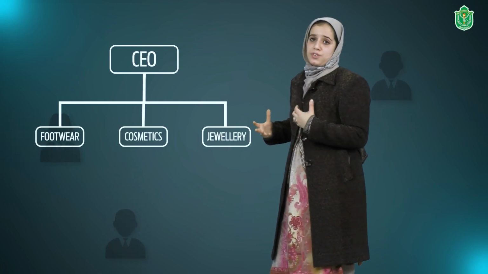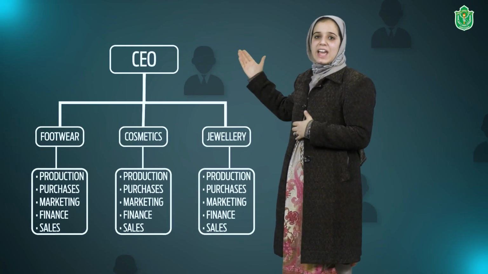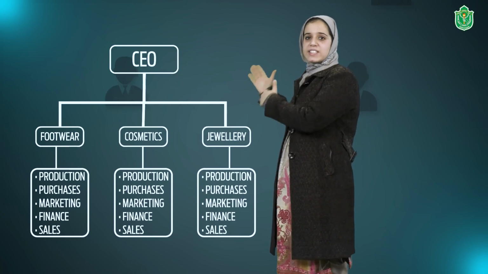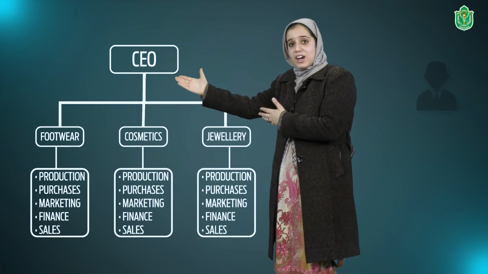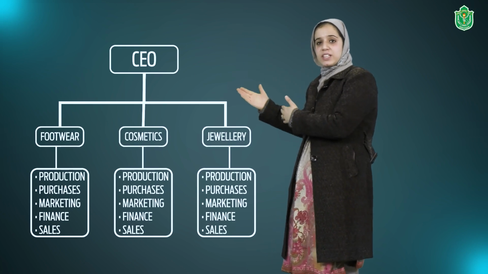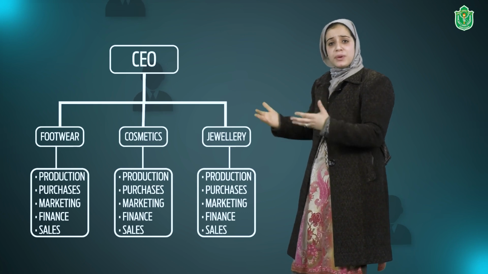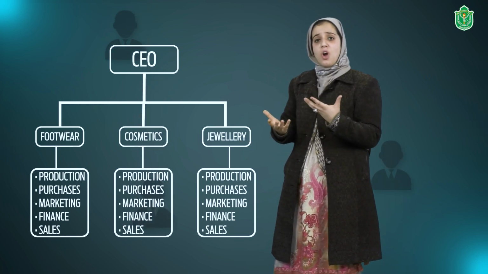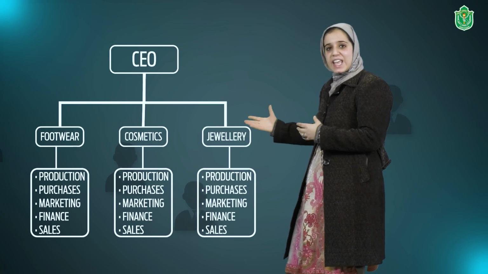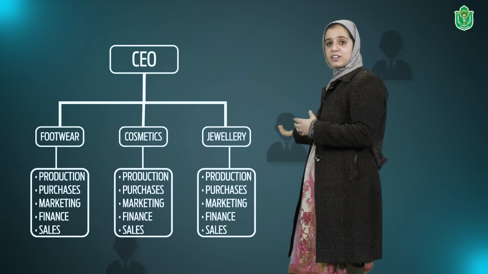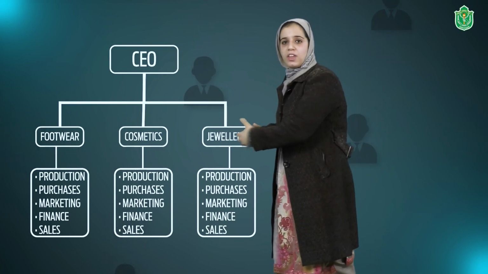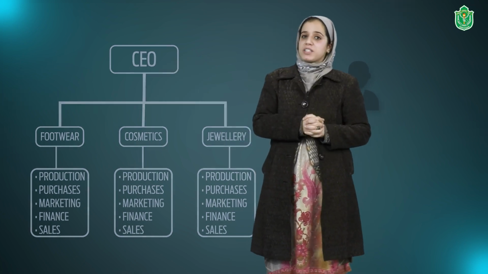Let me give you an example. This diagram depicts the divisional structure. There will be a managing director at the top. Then the organization is divided on the basis of the product lines, for example, footwear, cosmetics, jewelry. Then under each division, there are separate departments performing the job, for example, production, sales, finance, marketing. So in each division, there will be various departments pertaining to their particular task.